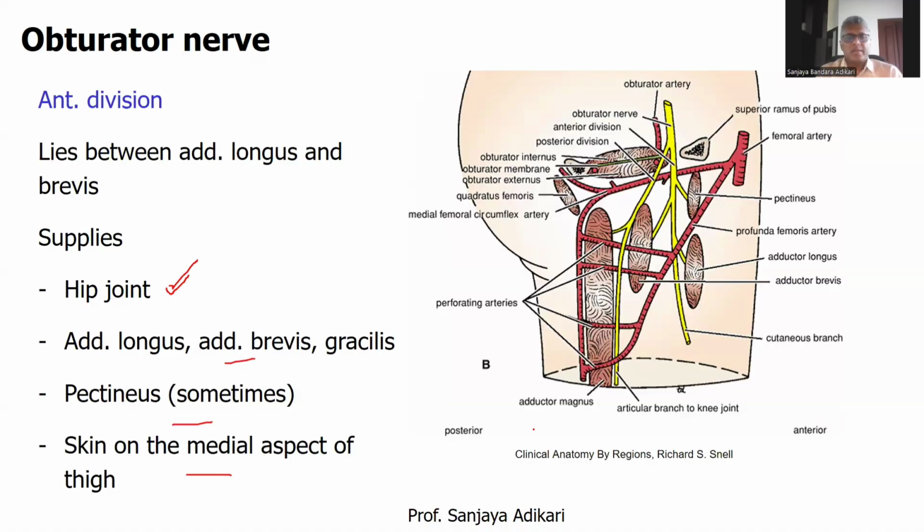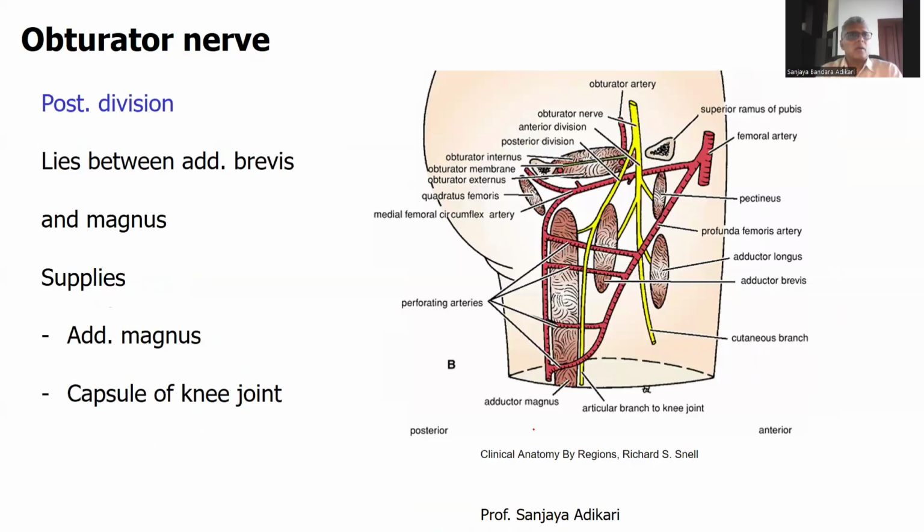You know the rule, Hilton's law. If there is a muscle moving a joint, the nerve that supplies that muscle supplies the joint as well. There's another way of expressing it, but this is the way I use it. So this is about the anterior and posterior divisions. I mentioned the posterior division supplies the knee joint.